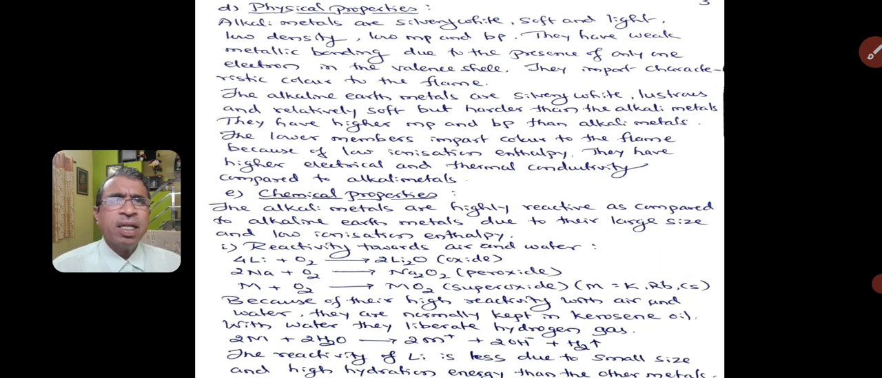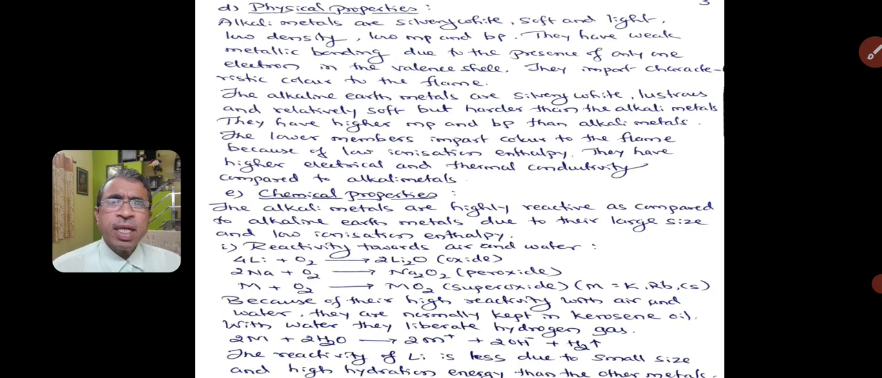The alkaline earth metals are silvery white, lustrous and relatively soft but harder than the alkali metals. They have higher melting and boiling points than alkali metals. The lower members impart color to the flame due to the low ionization enthalpy. They have higher electrical and thermal conductivity compared to alkali metals.